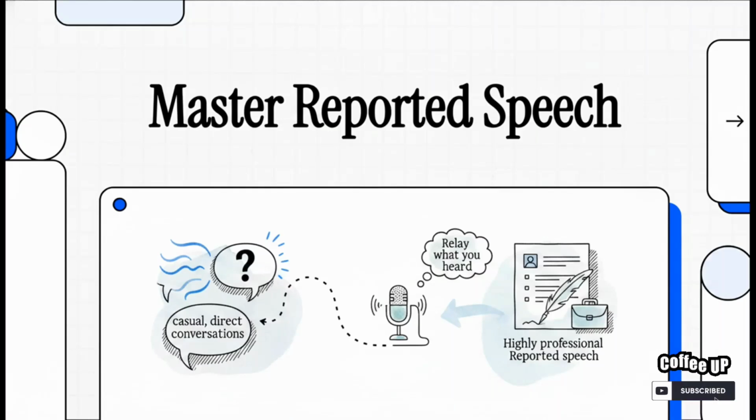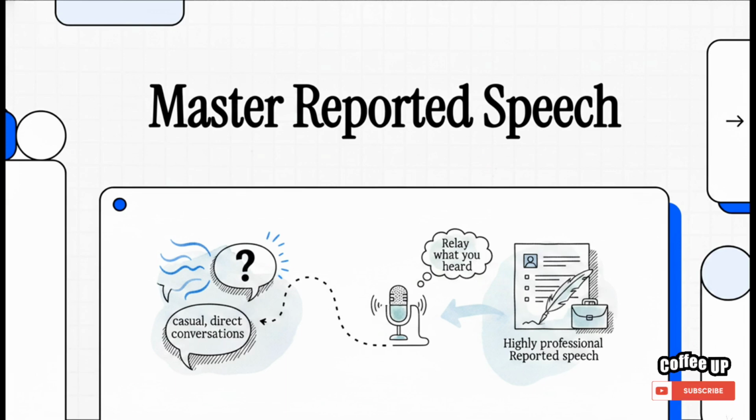So, you're sitting at your desk trying to write an email summarizing what a client just told you, and suddenly you're totally stuck. If you've ever struggled to professionally report a conversation without sounding clumsy, well, you're in exactly the right place. Today, I'm taking on the role of your corporate communications trainer to help you master reported speech.